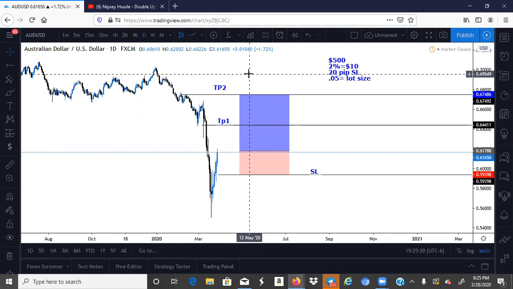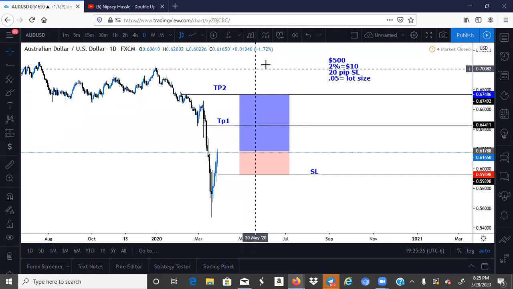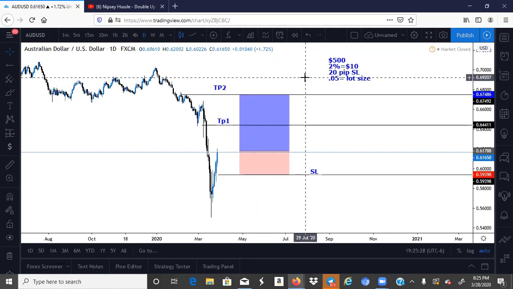Now this is where proper risk management and a trading plan comes into play. You're not gonna risk 0.05 on each trade. You're gonna risk 0.03 and 0.02, so you're gonna risk accordingly. If you have multiple take profits, you're gonna make your lot sizes equal up to whatever your max lot size is, which is 0.05 for this particular instance.